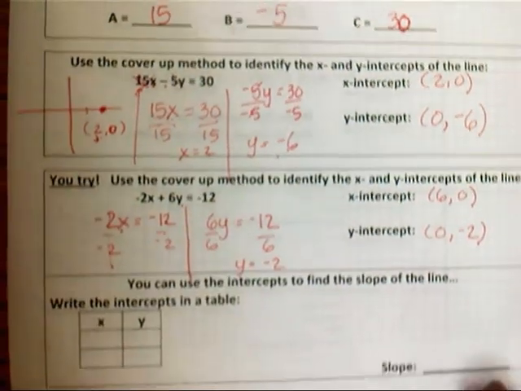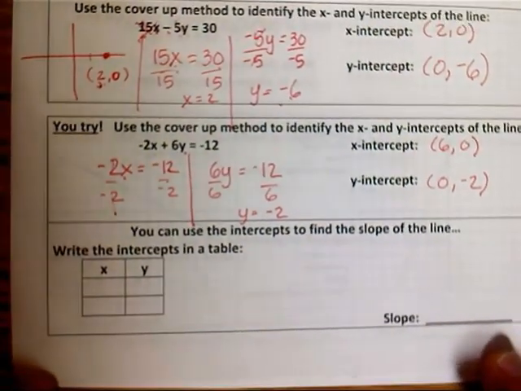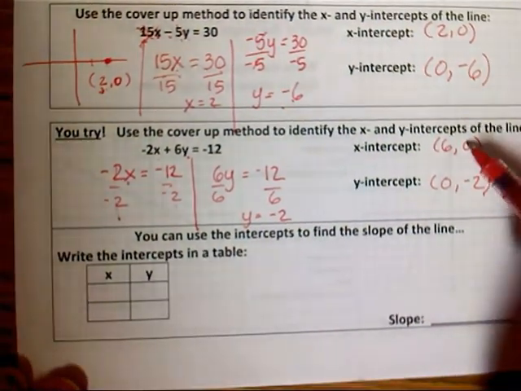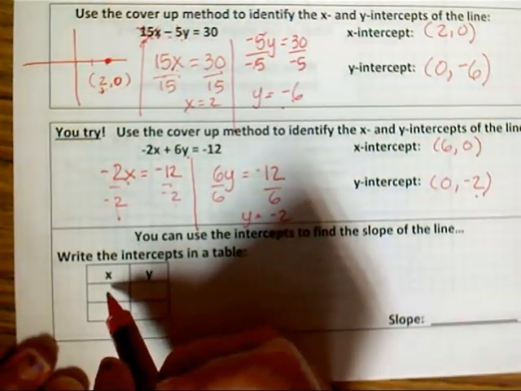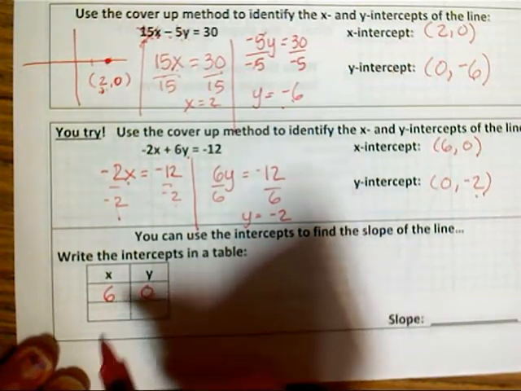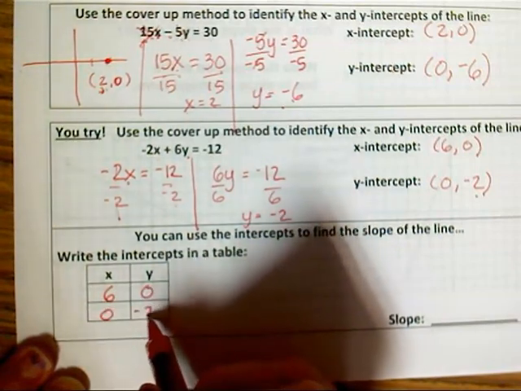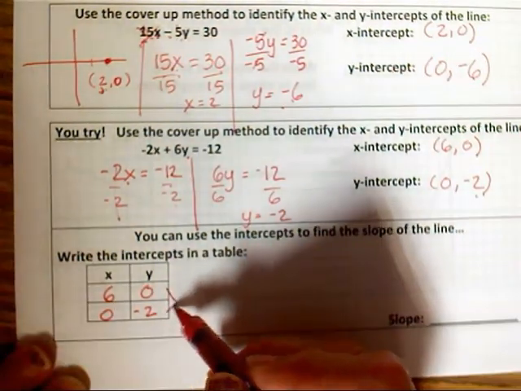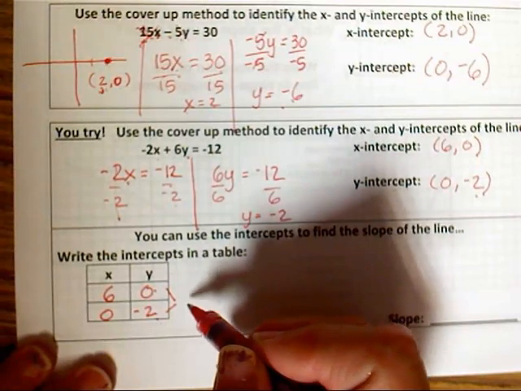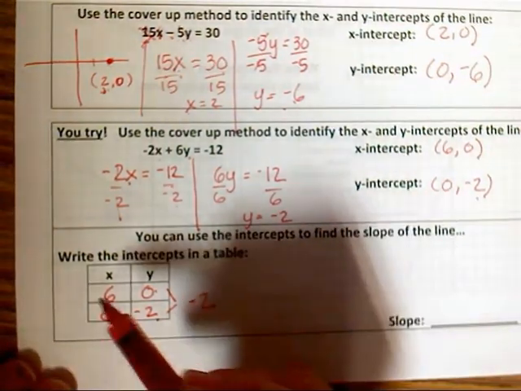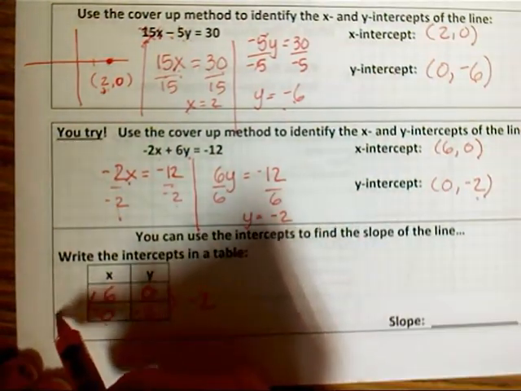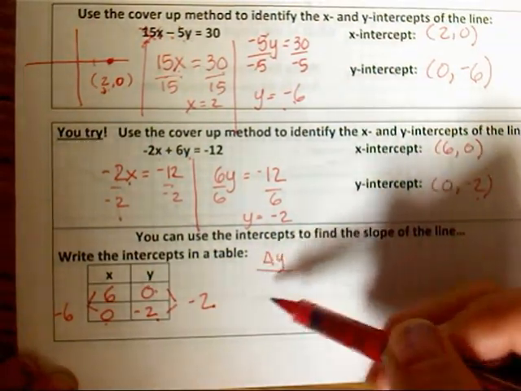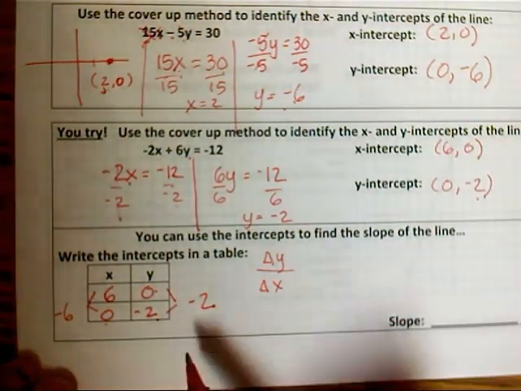All right. You can use the intercepts to find the slope of the line. So when you know 2 points on your line, like you had (6, 0) and (0, negative 2), now you've got 2 points in a table, and you could look at it and say, oh, from 0 to negative 2, that went down 2 units. From 6 to 0, that went down 6 units. You know that your slope is the difference in the y's over the difference in the x.